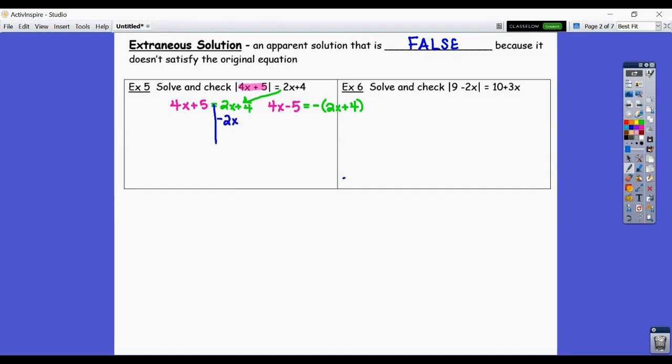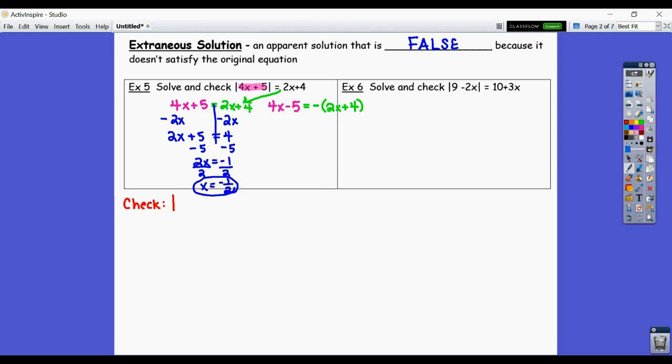To get x by itself, we subtract 2x on each side, getting us 2x plus 5 equals 4. Subtract 5 on each side, gets us a -1 on the right side, 2x on the left, where we divide by 2 to get x all by itself. So here we have x equals -1/2. We can go ahead and check that one before we start on the other. It doesn't matter what order you go in, but let's check that first. Make sure we did our algebra correctly, or we have an extraneous solution.